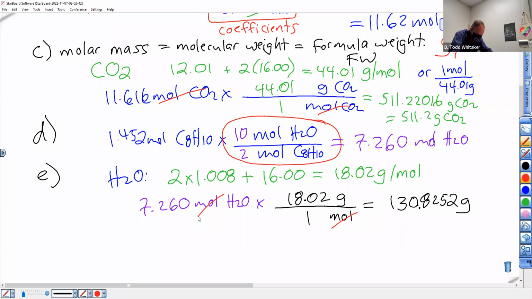130.825. Does that make sense? Yeah, it does. It's 7 moles. Each mole weighs 18. Yeah. And I need 4 sig figs. What you got?